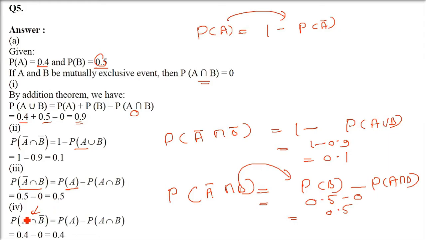So same here, PA intersection B complement. Again, A is not having the complement sign, so PA minus, and just close your eyes and put PA intersection B. So this is 0.4 minus 0, that is going to be 0.4. Okay, this is the answer.